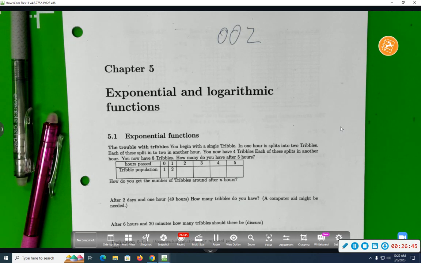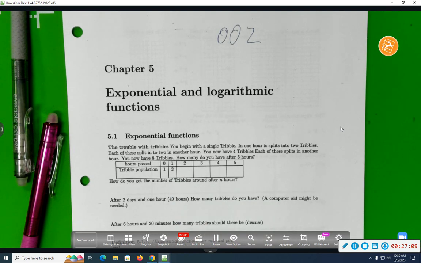So, let's talk about exponential functions by introducing them with a simple example. Let's talk about the trouble with tribbles. Suppose that you start with a tribble. It's a nice, cuddly, fluffy animal. It has the property that after 1 hour, it will split into 2 tribbles. So, after 1 hour, you now have 2 tribbles.